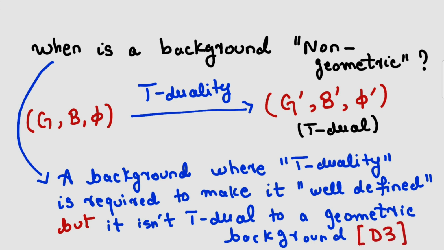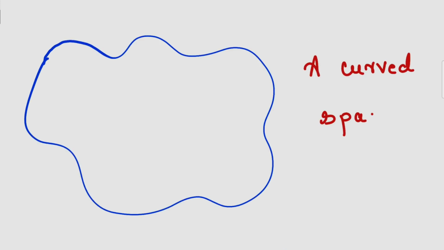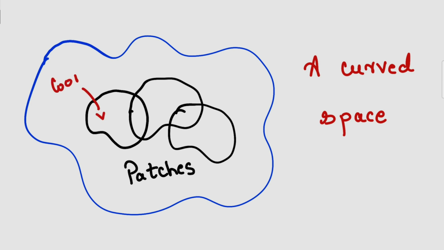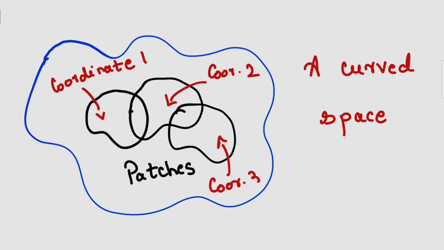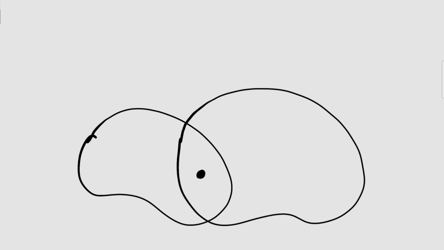Let's call this definition D3. We now mention what we mean by a well-defined background. When we study curved spaces, we don't label the whole space with a single coordinate system. Instead, we employ patches to cover this space, and in each patch, we have one coordinate system. But these patches can overlap, and thus, a single point can be a part of multiple patches and thus have multiple coordinates. How are these coordinates related?